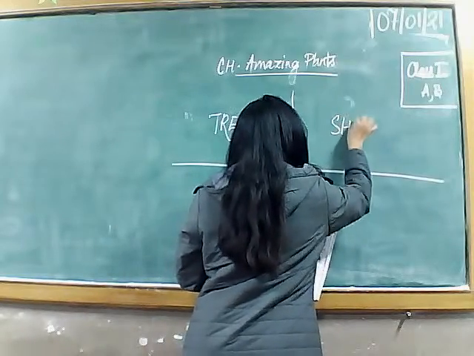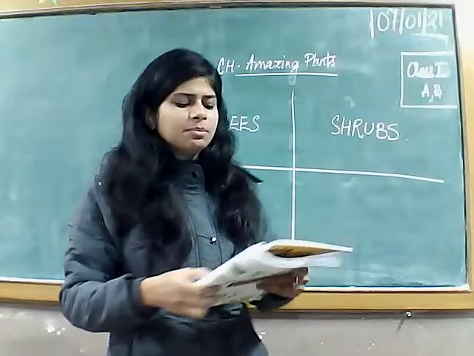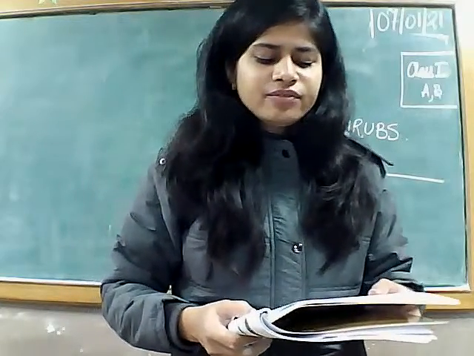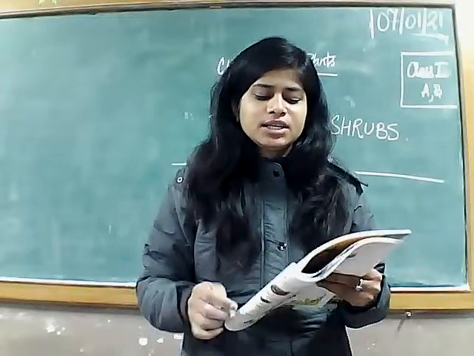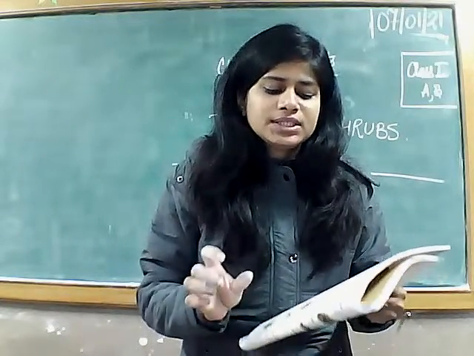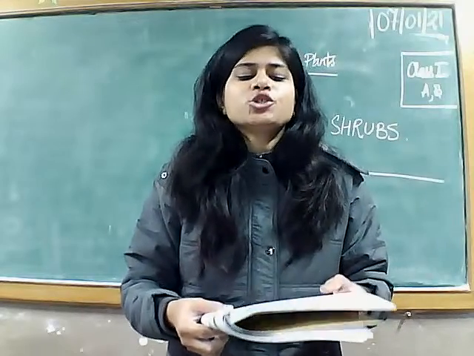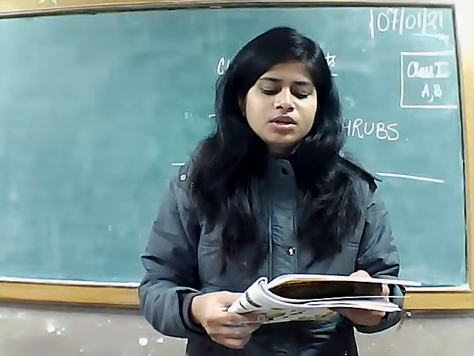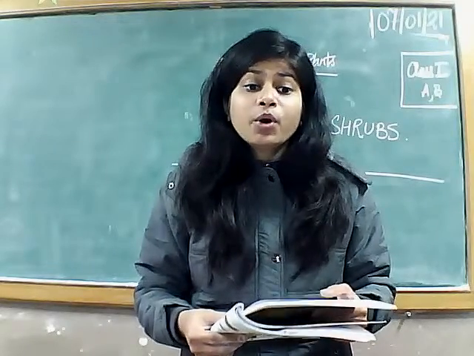Shrubs. Some plants are small, and they have thick woody stems. So the plants which are short in height and have thick woody stems are called shrubs. Many of these shrubs also have sharp and pointed thorns.